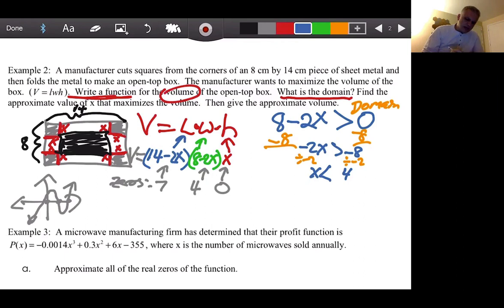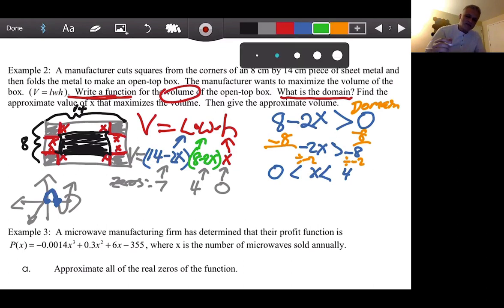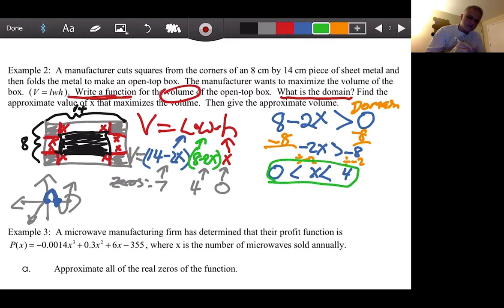Okay, so if I'm looking at my graph here, the 4 is this one right here, that 0. I know that my x has got to be bigger than 0, right? Because you can't cut 0 or less than 0 from your box, right? So that means that this is the only part that real life is going to allow me to create a box with. Okay, so I need the max for this domain. Okay? So since it says, what is the domain? This is your domain. Okay, for X, it's got to be between 0 and 4.